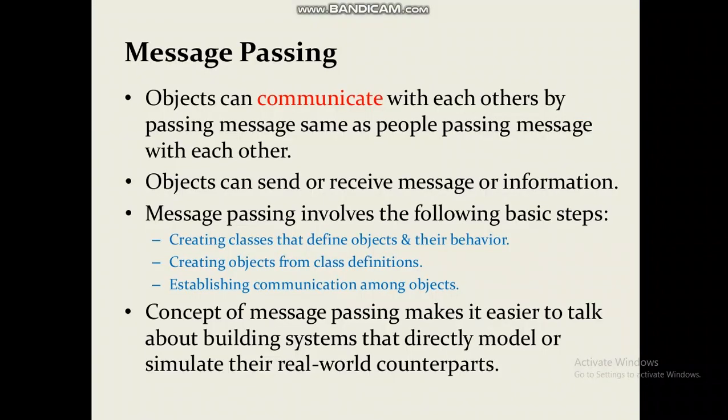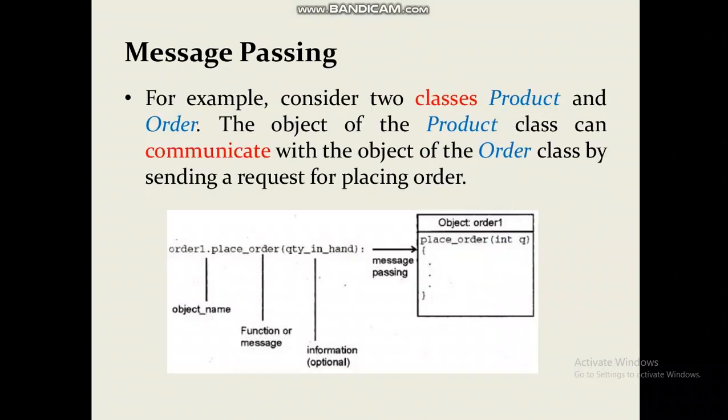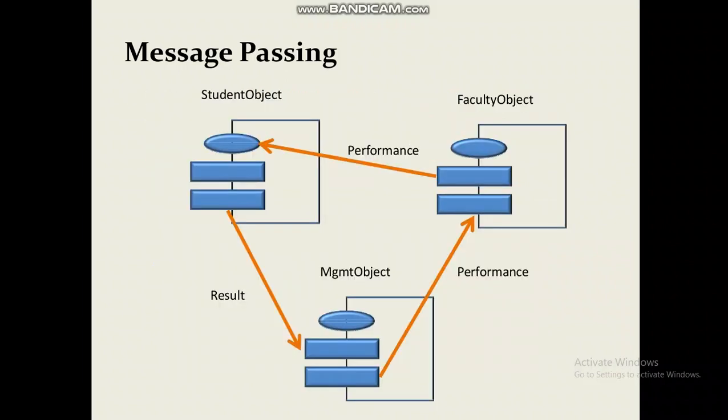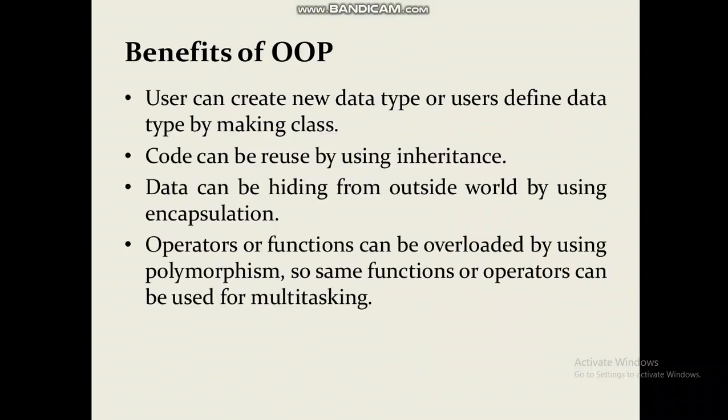Message passing. Objects communicate with each other, like people passing messages. For example, classes product and order. The object of the product class can communicate with the object of the order class by sending a request for placing an order. Here is one more example: student, faculty, and performance. So they can access all the objects based on the performance.